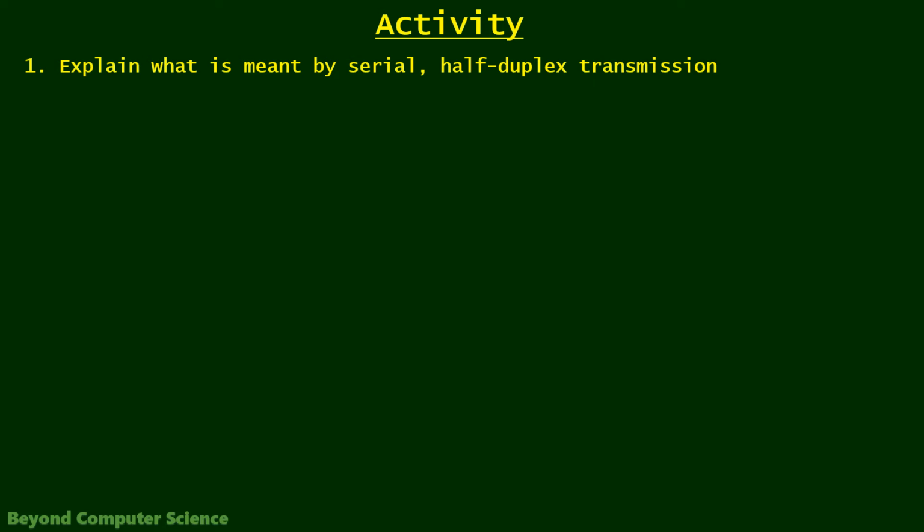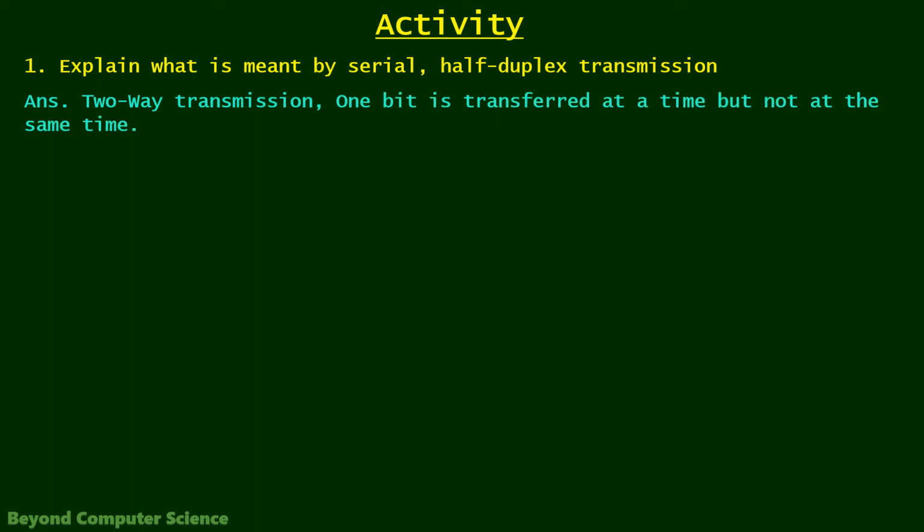Obviously, what do we mean by serial? One bit is being transmitted from sender to receiver. And what do we mean by half duplex? We mean that the sender, when it is sending, is only a sender. It cannot receive. And the receiver, when it is receiving the bits, will only receive. It cannot send bits or transmission to the sender. So the answer would be two-way transmission. You will have a two-way transmission because of half duplex. But one bit is transmitted at a time because of serial, but not at the same time because of half duplex.